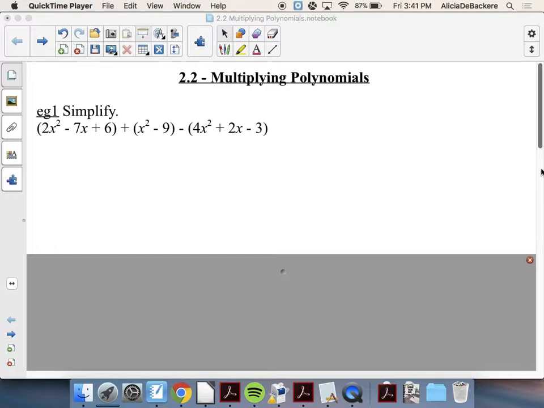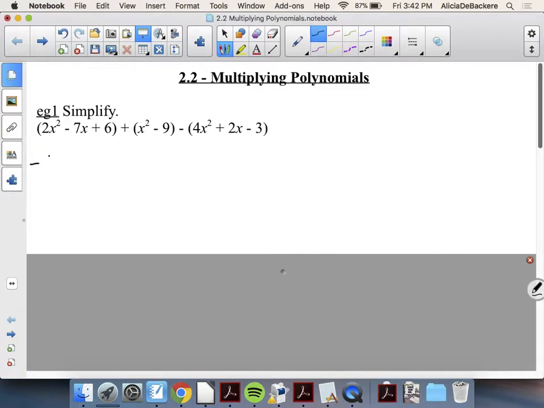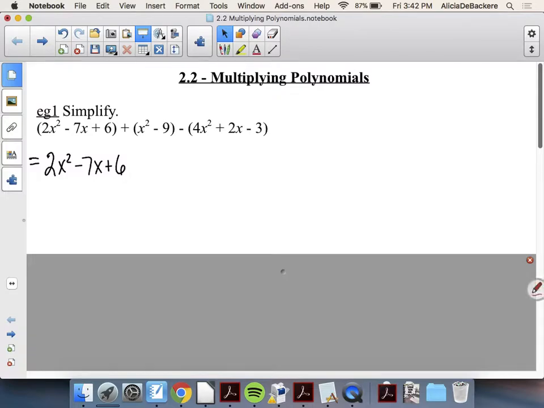So I've got my first bracket and there's nothing in front of that, so I can just drop the brackets and rewrite it the same way. So this is equal to 2x squared minus 7x plus 6. Now for the second bracket, I want to imagine the coefficient or the multiplier in front of that bracket. So here there is a 1 in front of this bracket and it's positive. So what I'm going to do this time is think about multiplying everything inside the bracket by positive 1.